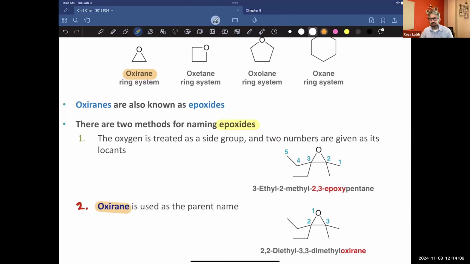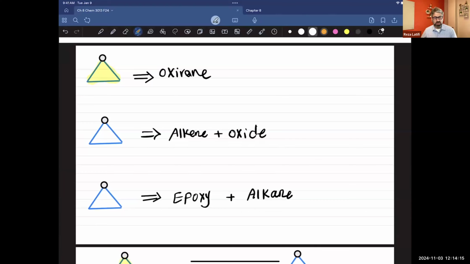So if our ring is made of just 3 atoms, and one of them is an oxygen atom, we can call it oxirane. And the labeling is always going to start from oxygen. Oxygen will be number 1, and then we say 2, 3. Oxirane is an epoxide that has 3 members, 2 of them carbon and 1 oxygen. Remember this, that we do have hydrogen atoms here.